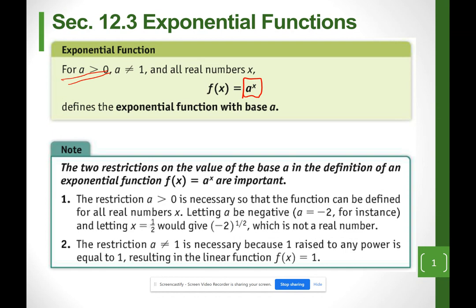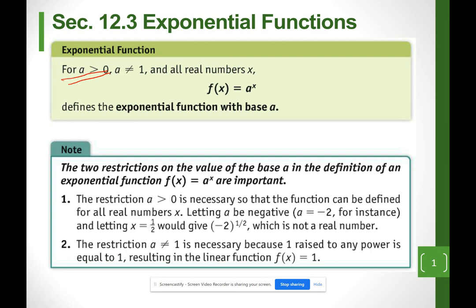Right? If it's not more than 0, let's think of negative 2 to the 1/2. That gives me the square root of negative 2. But I'm calling this all real numbers. I cannot use imaginary numbers. With real numbers, I cannot get the square root of a negative. So that's why we're saying the value of a must be bigger than 0.